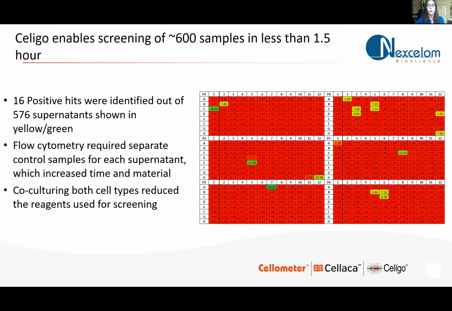Using this approach, you can identify hits. So here we screened 576 supernatants across 696 well plates, and we identified 16 positive hits. And those are color-coded in that heat map function here. These values depicted are the KD values. So we did binding coefficient analysis using the image data acquired. And this enables you to be able to co-culture, reduce the number of reagents utilized for screening, and capture this in about an hour and a half versus upwards of a day or more.